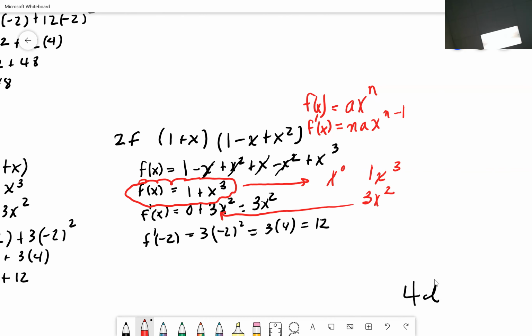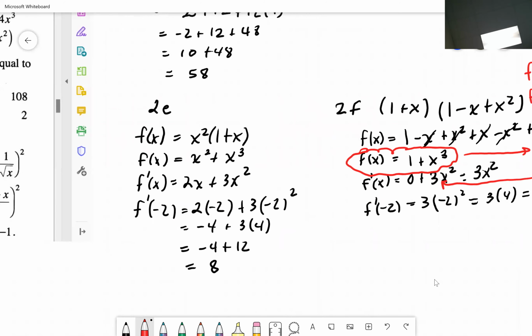So that's how I came up with 3x squared. Now, the 1 is a fancy way of writing x to the 0, because we know x to the 0 is 1. So 0 times 1 is 0, times x to the negative 1, so it's 0 over x. So it's just 0. In fact, for any constant, any number by itself, the derivative is always 0. So that's how I came up with the derivative.